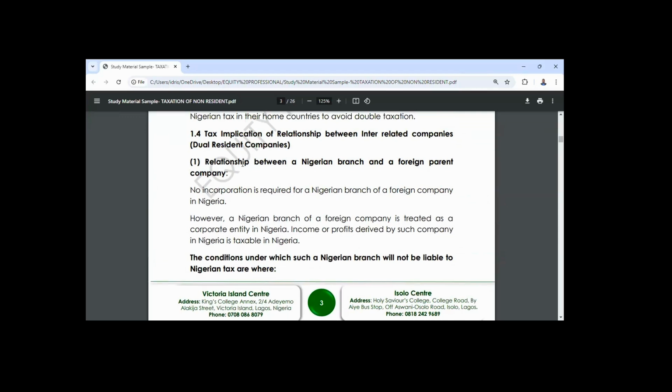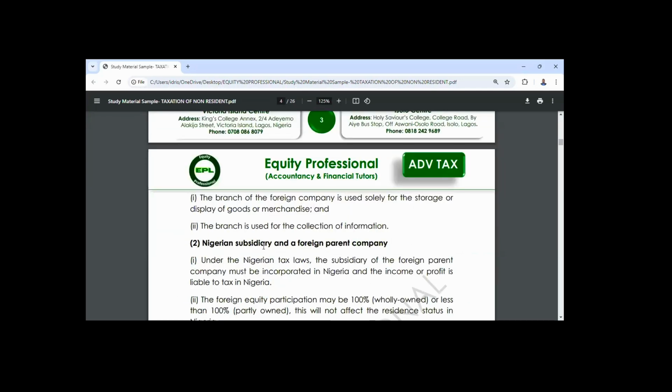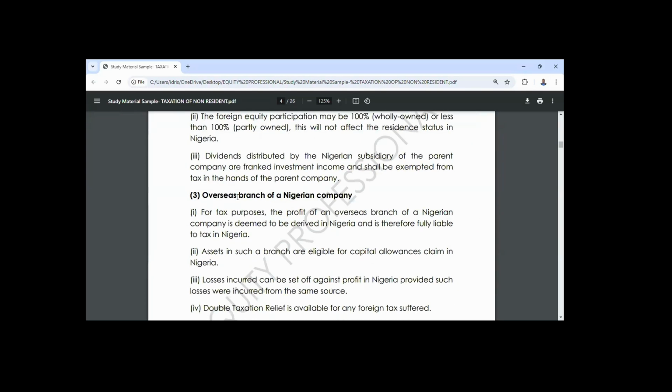The first relationship is the relationship between a Nigeria branch and a foreign parent company. The second relationship is a Nigeria subsidiary and a foreign parent company. I'm not referring to the points. I'm referring to the relationship of a dual company, or the tax implication of a dual company, as I've mentioned first. Okay. The third one, overseas branch of a Nigeria company.